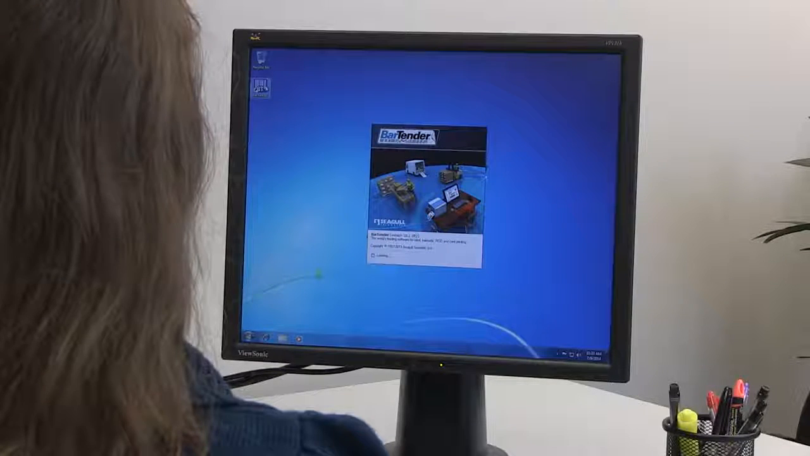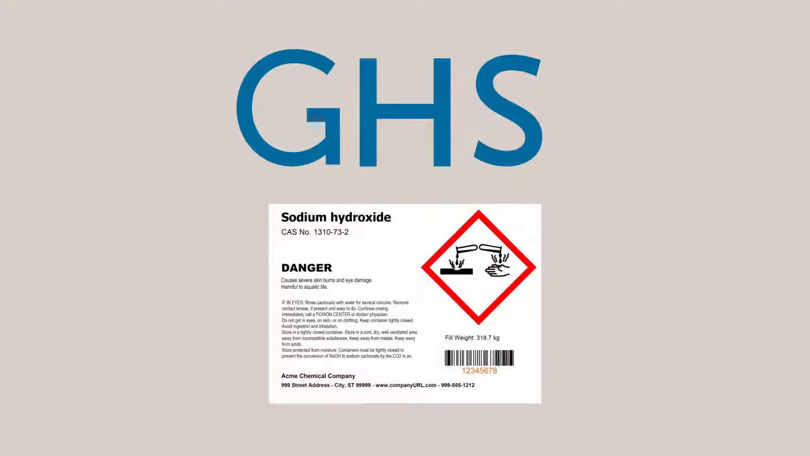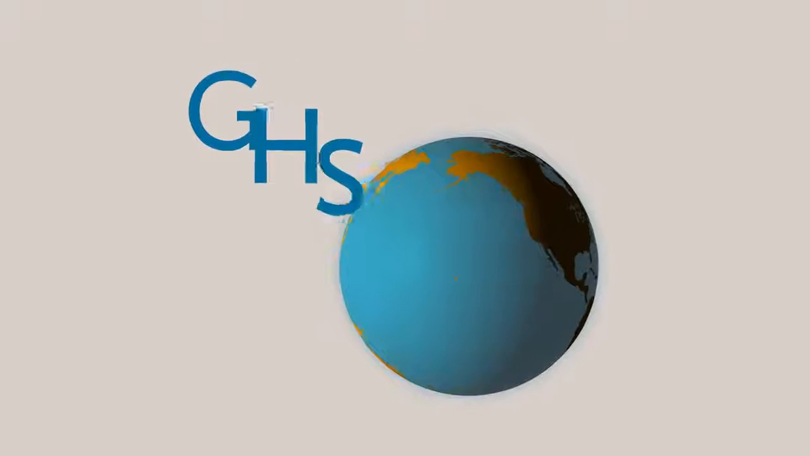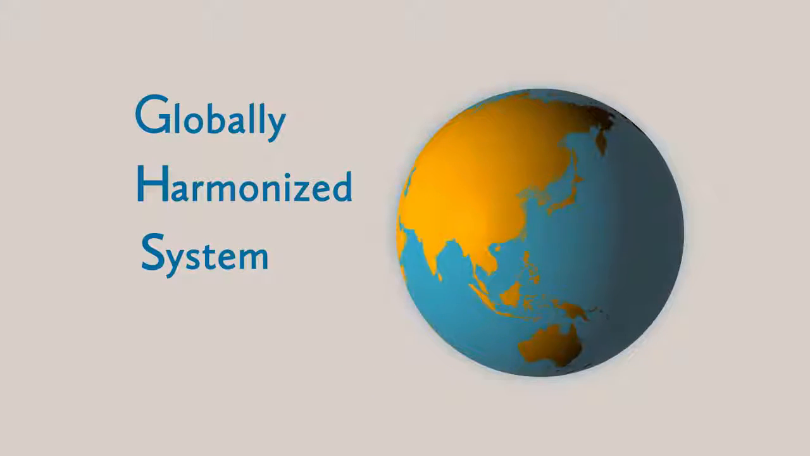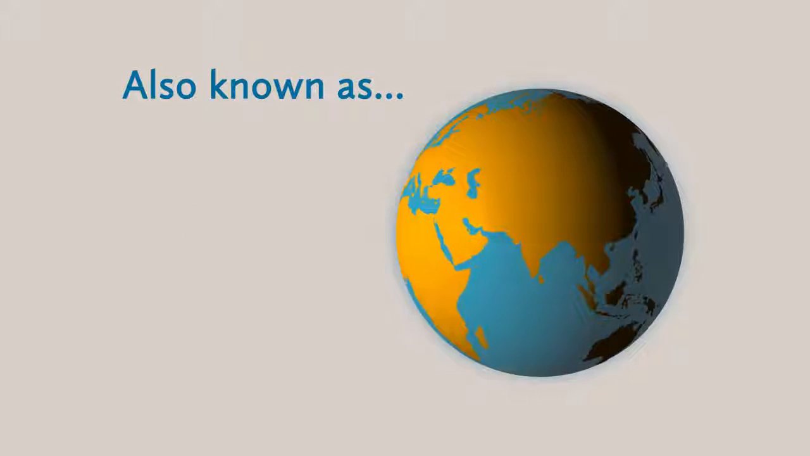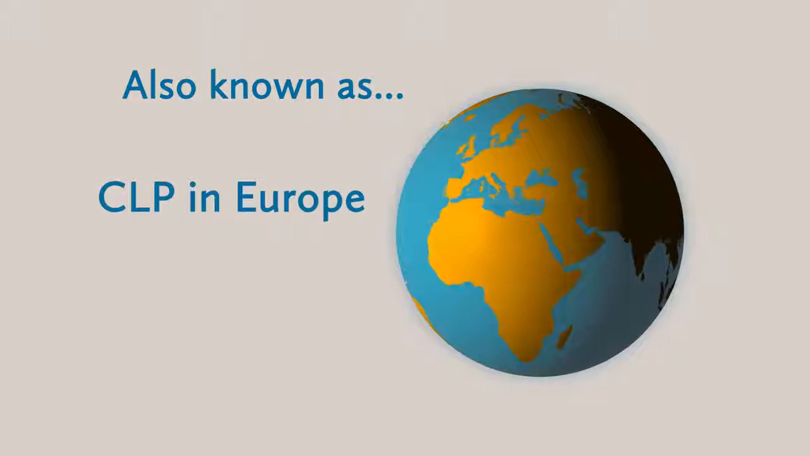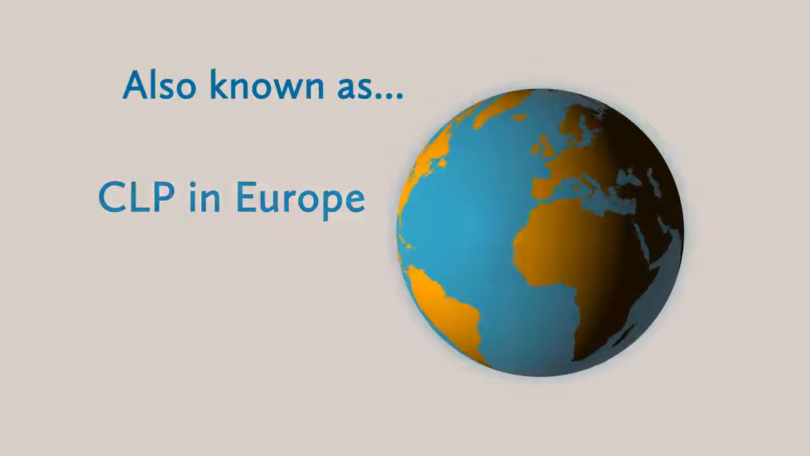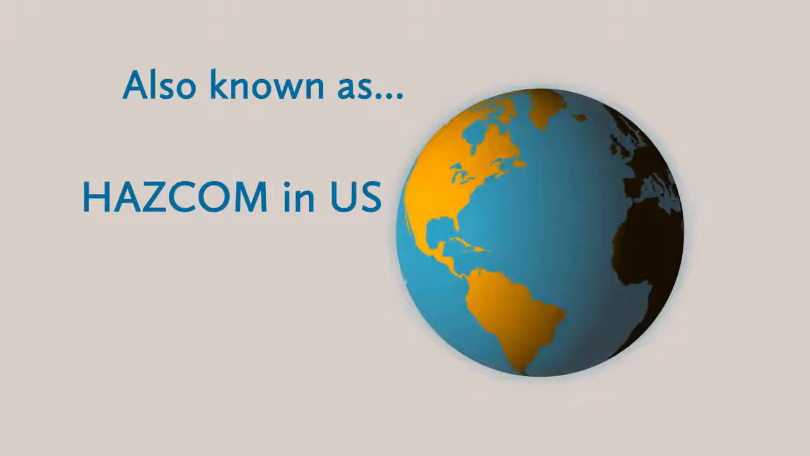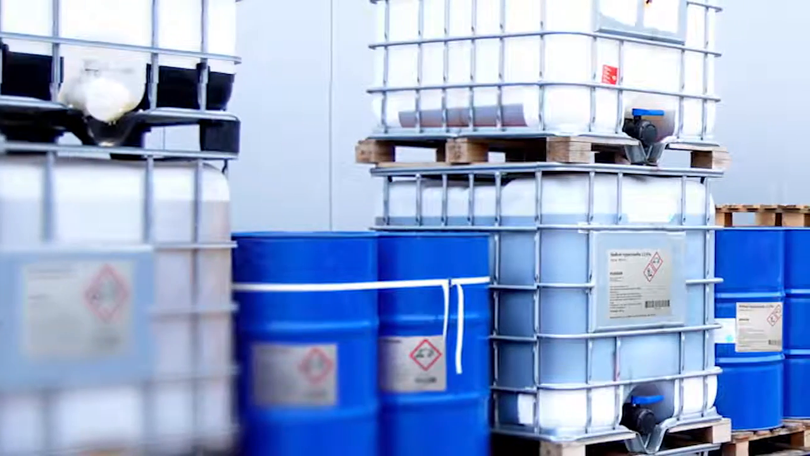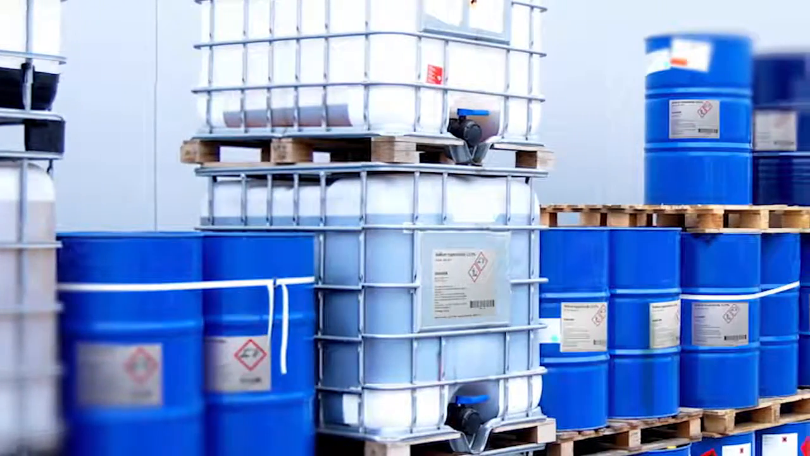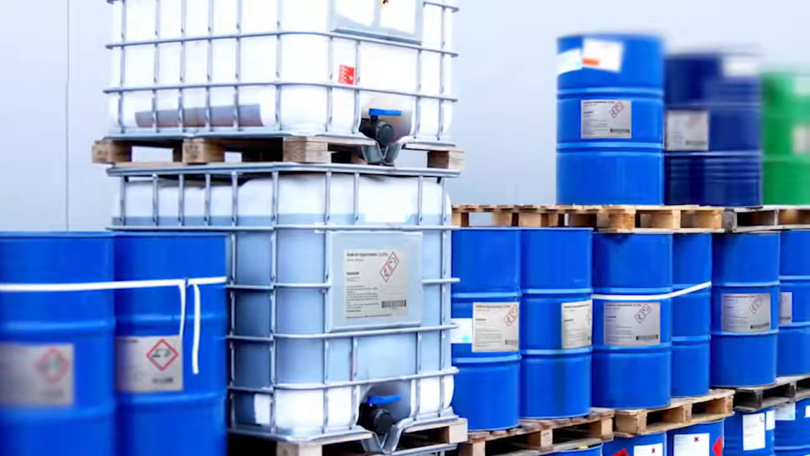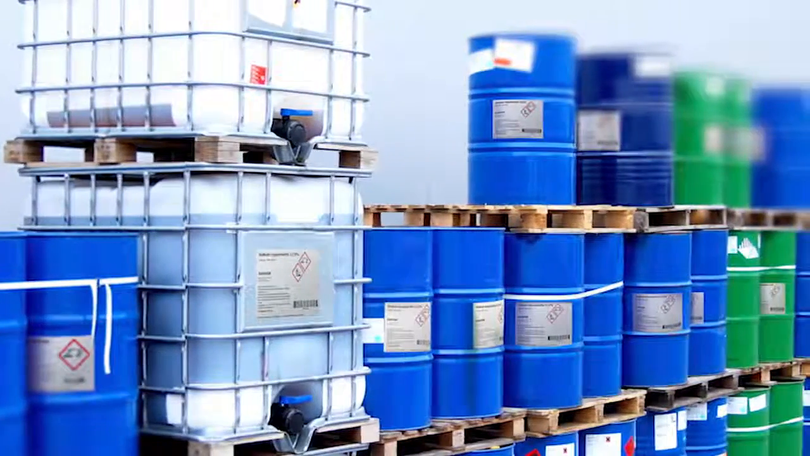In this video, you will learn how to create a GHS-compliant label using BarTender. GHS labeling stands for the Globally Harmonized System of Classification and Labeling of Chemicals. It is also sometimes called CLP in the European Union and HAZCOM in the US. This system is used to provide a visual means of identifying chemicals, their hazards, and safe handling methods that can be understood by chemical handlers around the world.